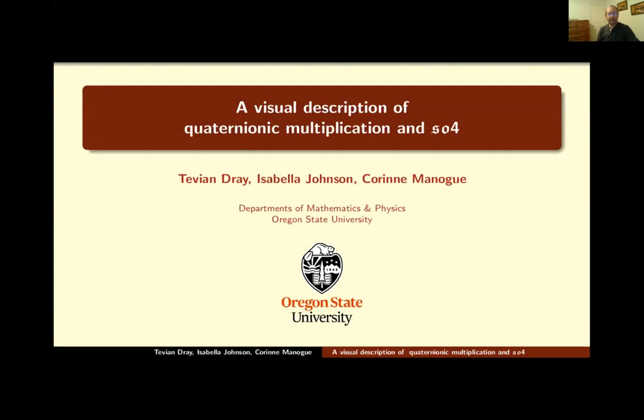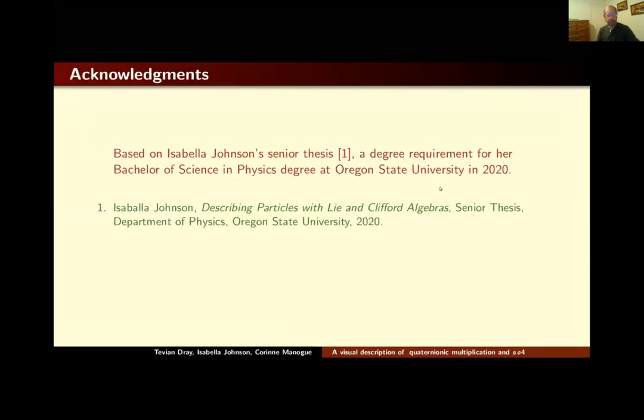So as the last speaker late in the day, at least for those of you in other parts of the country, I'm in Oregon, which is a little different. I'd like to share with you the recent work of an undergraduate student of mine, Isabella Johnson, jointly with my wife, Corinne Minogue, and myself, on presenting quaternionic multiplication visually, and then using that visual presentation to verify some well-known properties of some elementary Lie algebras that in fact are quite useful in a wide variety of applications. This is based on Isabella Johnson's senior thesis, a degree requirement for her Bachelor of Science in Physics degree, and you can track it down on the OSU public repository.